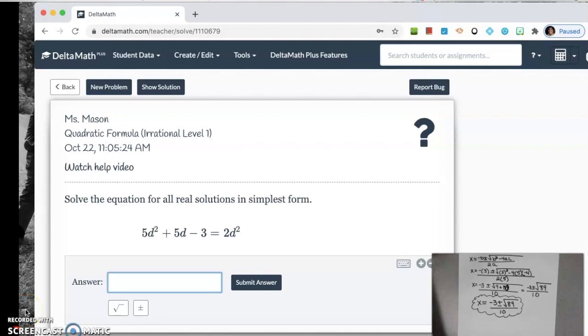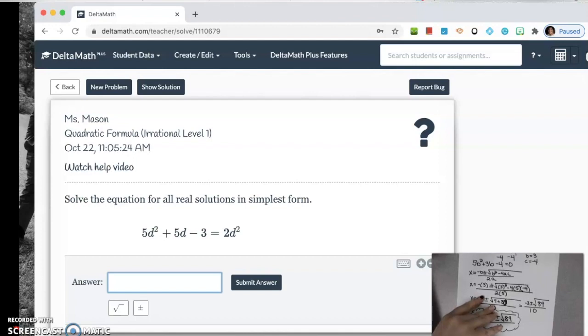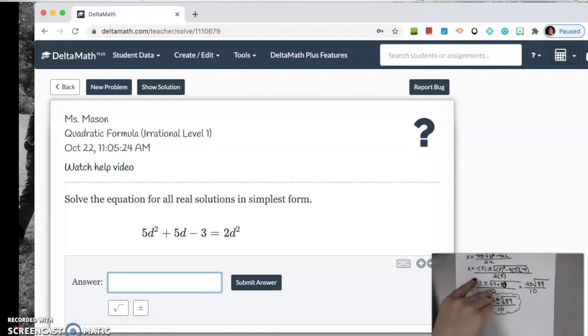Okay, so in this video, I'm just going to show you how to plug in your answers when it's irrational into an answer box. The question here does not match up with the question that's at the bottom that we did during class or during the beginning of this video, but I just wanted to give you an idea of how to plug this into Delta Math.